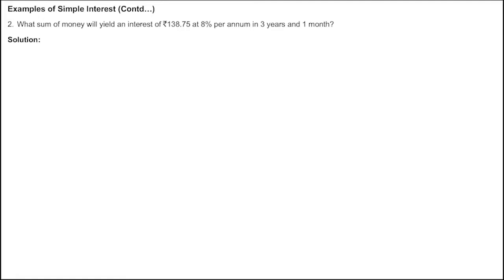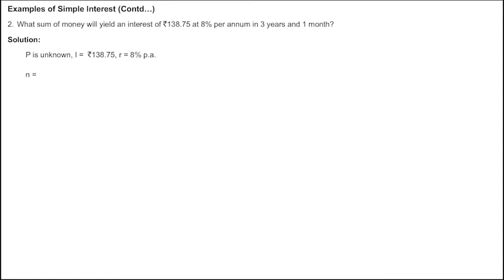138.75 is the interest, R is 8% per annum, and 3 years and 1 month is nothing but N. So what sum of money will yield an interest of rupees 138.75 at 8% per annum in 3 years and 1 month? Means we have to find out the principal P. So here P is unknown to us.